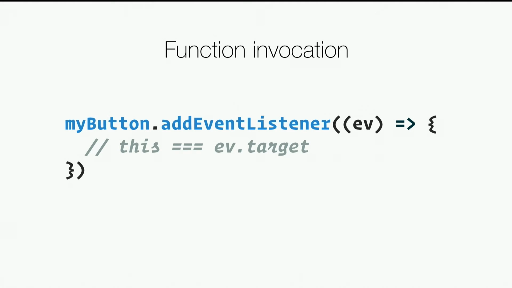So if it's a button click, it's the button. Speaking of which, I'm missing an argument there to addEventListener. There should be a first parameter that's something like click or submit or mousemove, some sort of event.